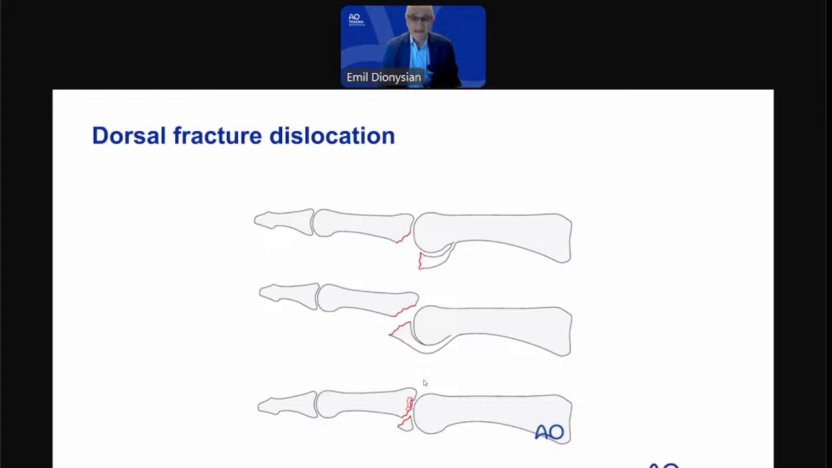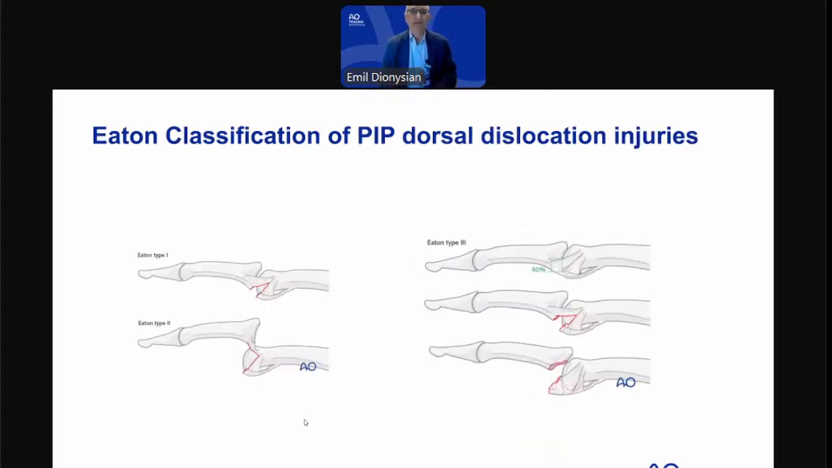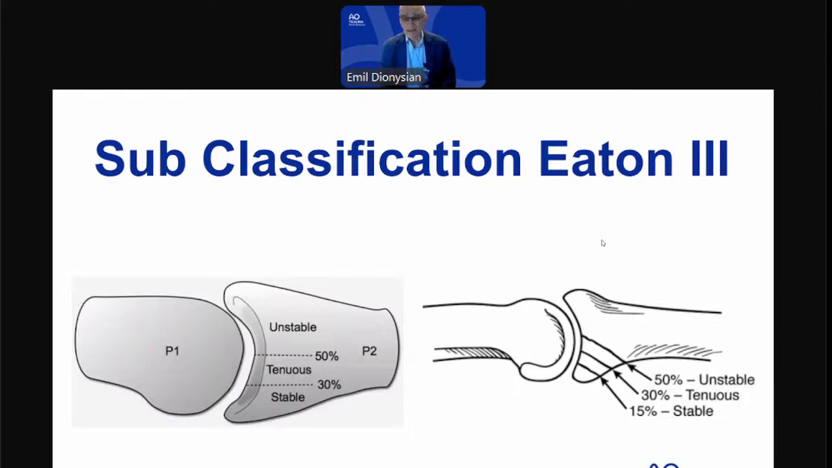And they've basically been classified by Eaton, with Eaton type 1, which is just a dorsal sprain, so to speak, with a hyperextension. Type 2 is actually a dislocation. And type 3 is a fracture dislocation. And the question is how much of the joint is involved in the fracture. A sub-classification of Eaton is if it's only 15%, it's not much of a problem. Once it's reduced, you can start early range of motion, and then there's the 30%, and then up to 40%, and then 50%. Above 50%, it becomes very difficult to deal with.